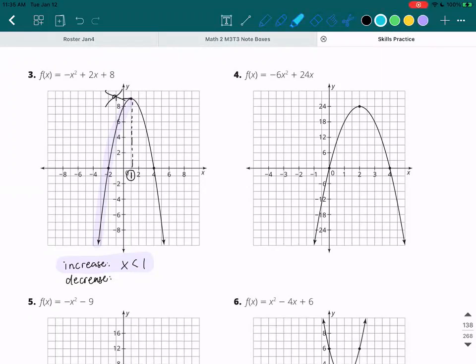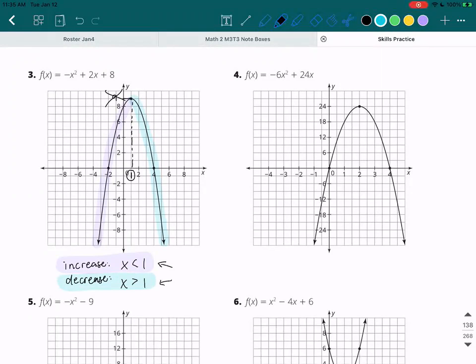Decreasing is going to start right here and go all the way down. As you go left to right, it should go downwards. So that's how you read your decreasing. And this is everything to the right of 1. So it should be x is greater than 1. Remember, it's the same number. So if you got 1 earlier, you're going to keep it as 1. Earlier, increasing was x is less than 1. Now for the decreasing section, it's x is greater than 1. So it's the same number here.